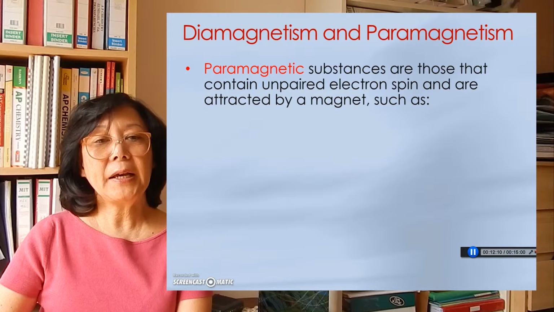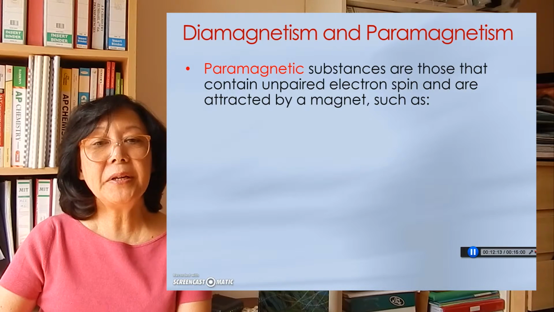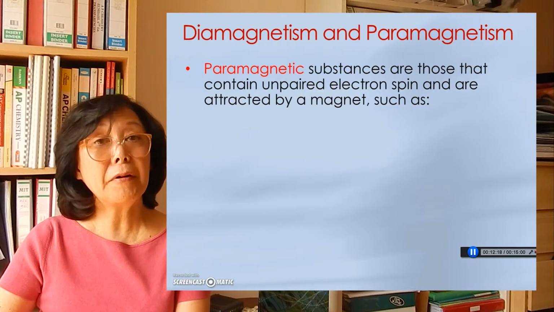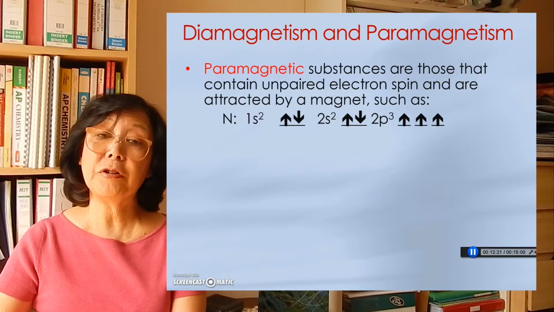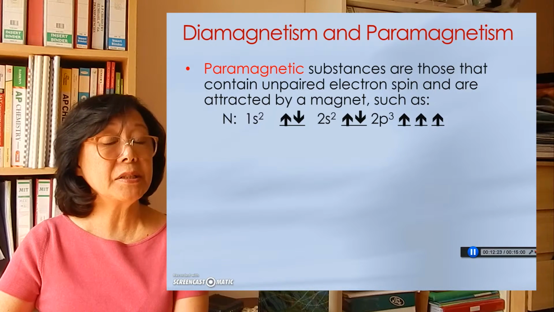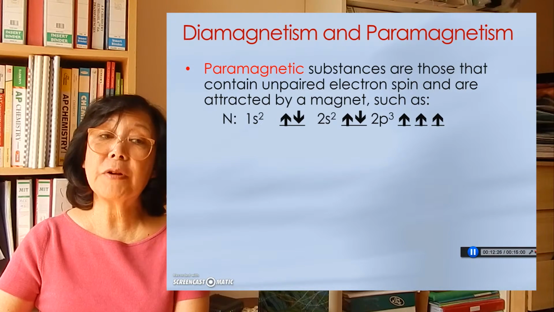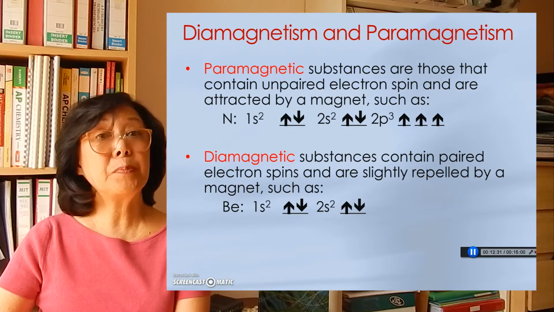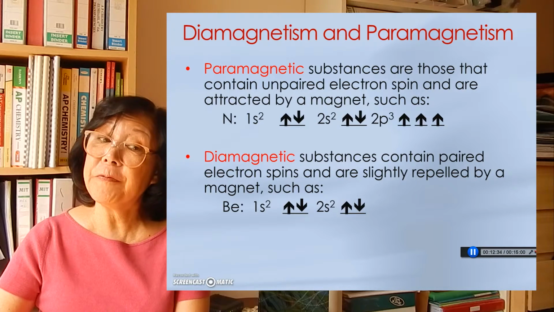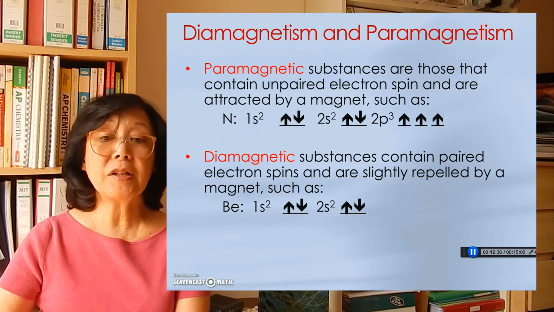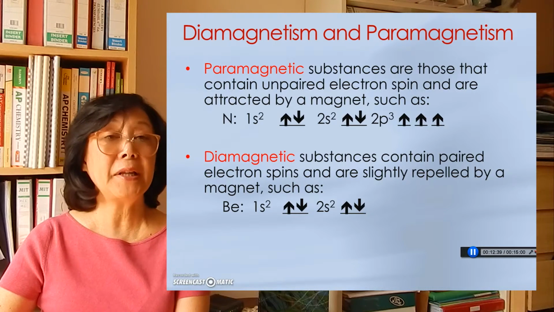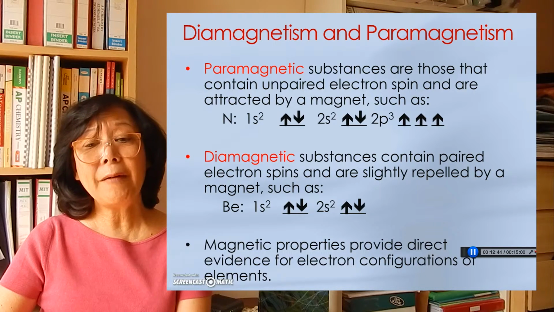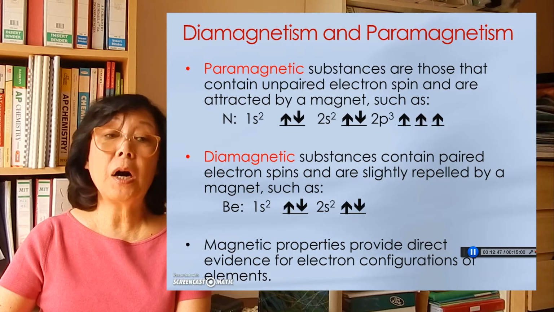In the orbital filling, if there is an unpaired electron spin, then that substance will be attracted by a magnet. We call that paramagnetic. For example, in nitrogen, you have the 2p3. They are all singletons. They are unpaired, therefore they will be attracted to a magnet. Whereas if you have fully filled orbitals like beryllium with 1s2, 2s2, there's no unpaired electron, so they are actually repelled by the magnet. We call that diamagnetic. So the magnetic properties can provide direct evidence for the electron configuration of elements.